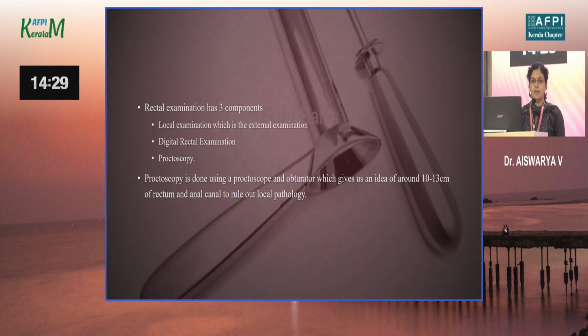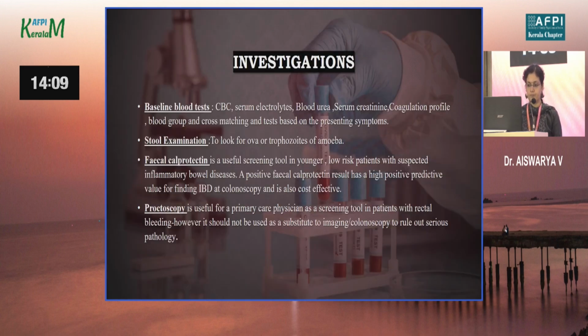So rectal examination has 3 components. One is the local examination, which is the external examination. Then there's digital rectal examination and proctoscopy. Proctoscopy is done using a proctoscope and obturator, which gives an idea of around 10 to 13 centimeter of rectum and anal canal, and it can help to rule out local pathology.